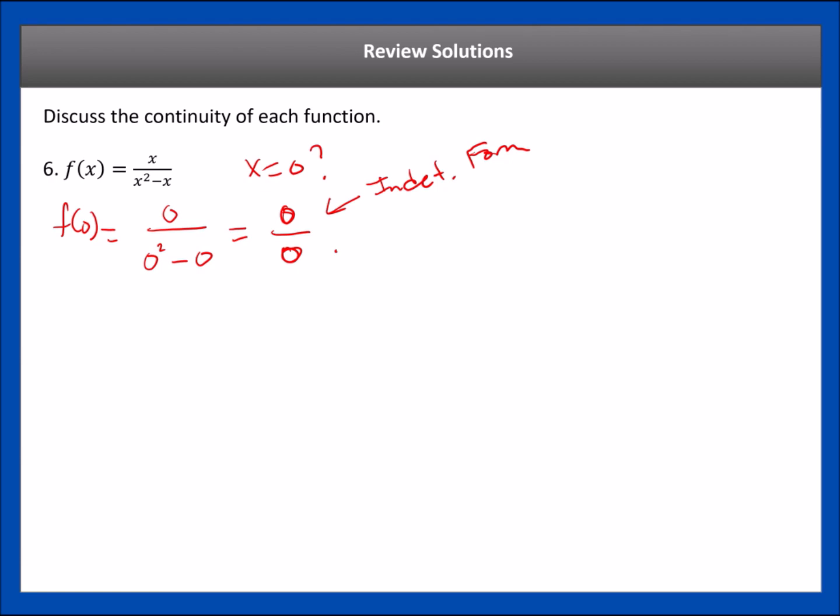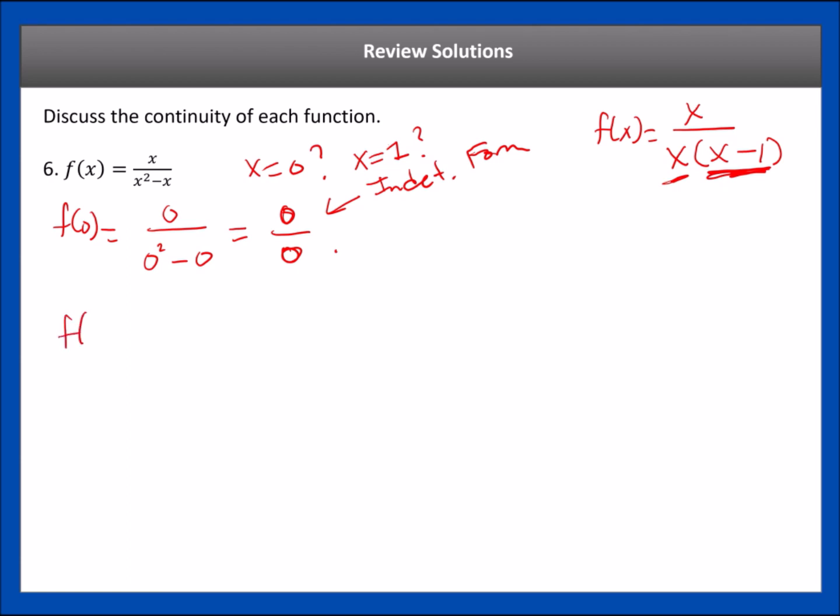Also, what we want to do is factor the bottom part out. So let's factor it down over here. If I factor the bottom part, I can factor out x from the denominator, and I get x times x minus 1. So clearly that means that if I plug in x equals 0, that's going to be questionable. If I plug in x equals 1, that's also going to be questionable. So let's also do x equals 1.